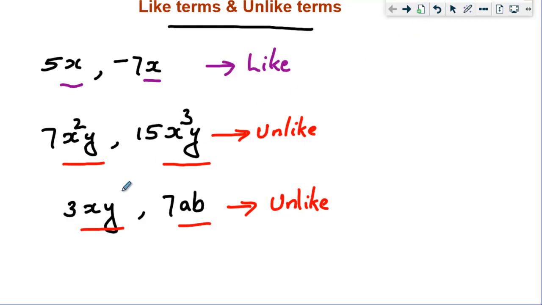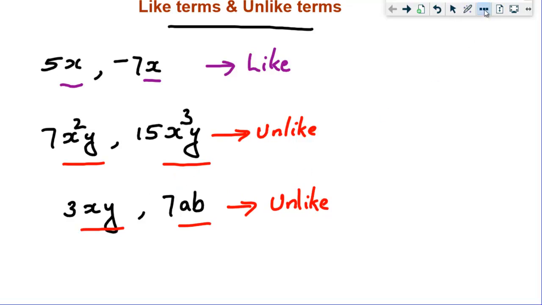Okay, so for identifying like and unlike terms, we have to check only the variables. If the variables are same, then the terms are called like terms. If the variables are different, then the terms are called unlike terms.